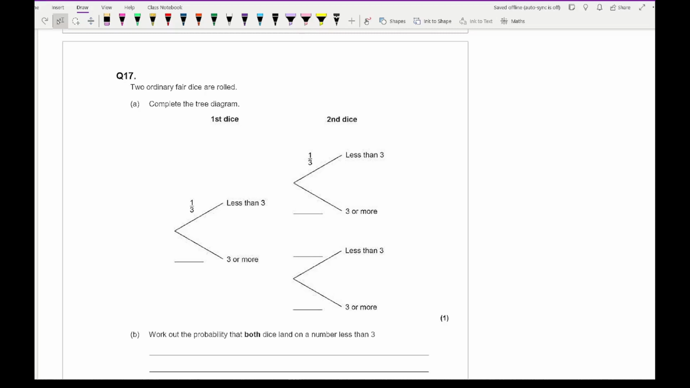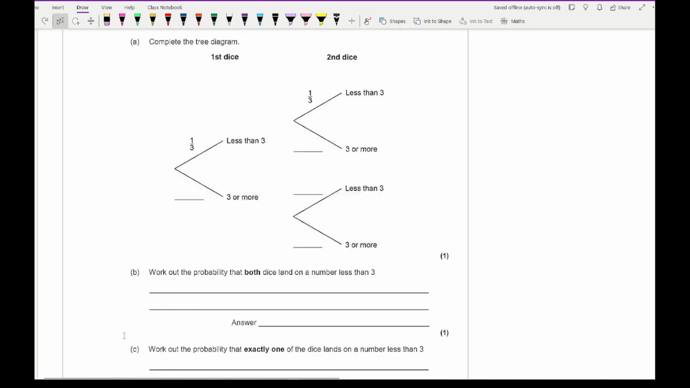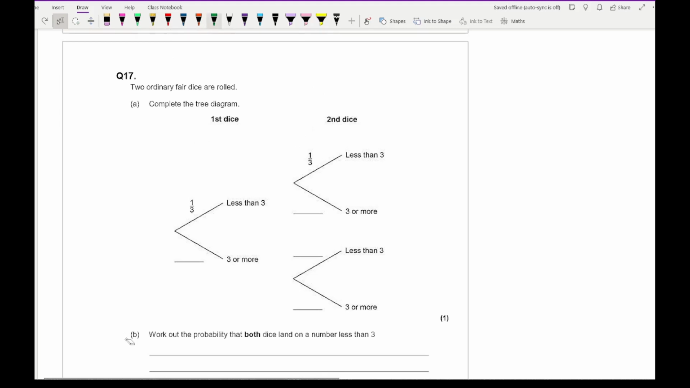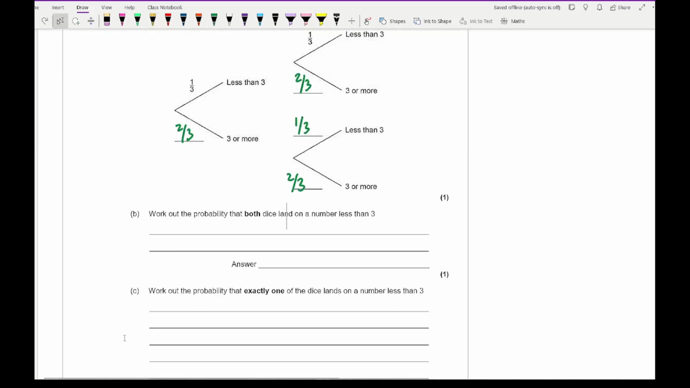Now moving on to question 17, which is virtually exactly the same as question 16. The only difference is we've got a high level question for part C. So let's just quickly complete this up. So that's 2/3, that's 2/3, that's 1/3, and this is 2/3. Then that first one is exactly the same, so it's just 1/3 times 1/3, which is 1/9.